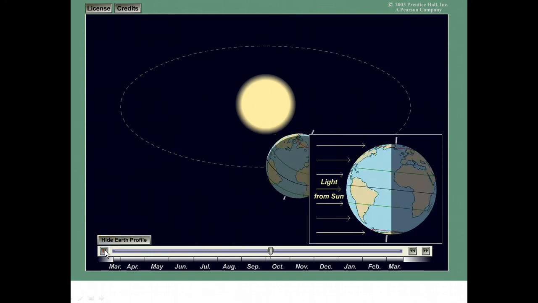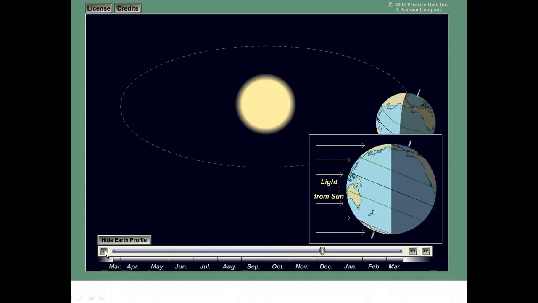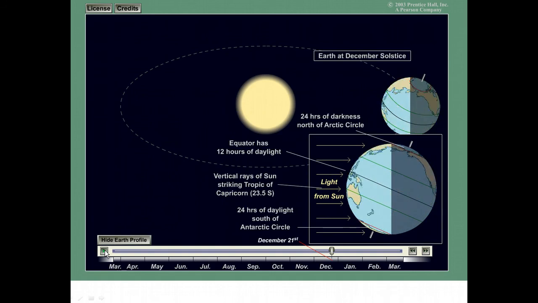And again, it goes through its progression, and it comes back to December 21st, which is our first day of winter, and it's the southern hemisphere's first day of summer.